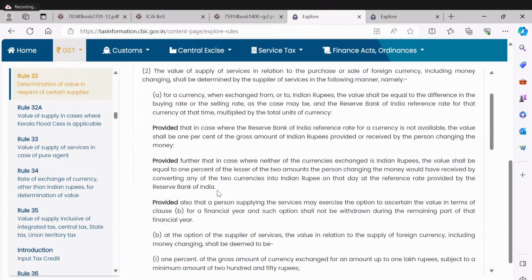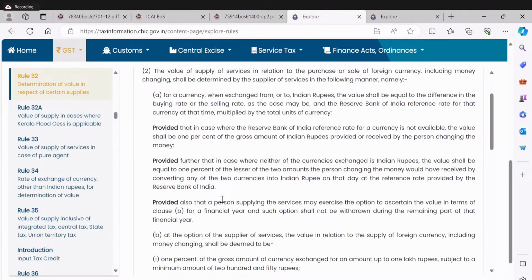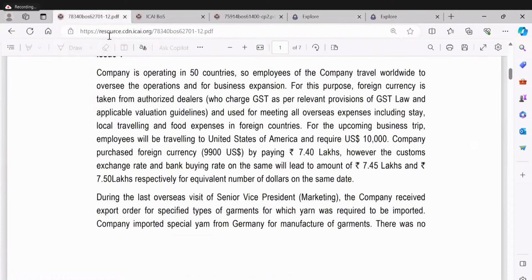Now, the person has the option of clause B also. So he has to exercise the option at the beginning of the year as to which of the two options. Once he opts for an option for a financial year, he cannot withdraw that option during the remaining part of the year. Now let us go to the case study and see which of these provisions is actually applicable.